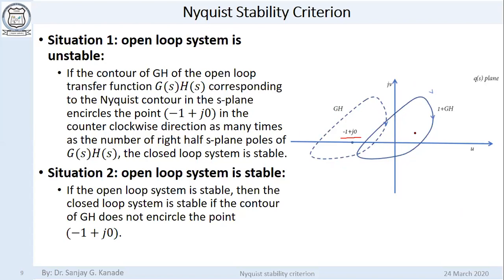Are you getting this concept? See, this is the 1 plus G(s)H(s) contour and this is the origin. But if I subtract 1 from this whole function, what do I get? I get only G(s). So this contour will get shifted to here. This will become the new origin for this contour, and encirclement should now be considered for this point, minus 1, j0.